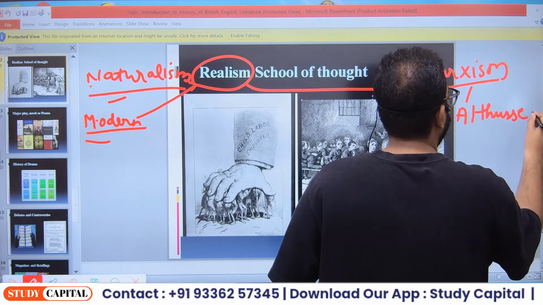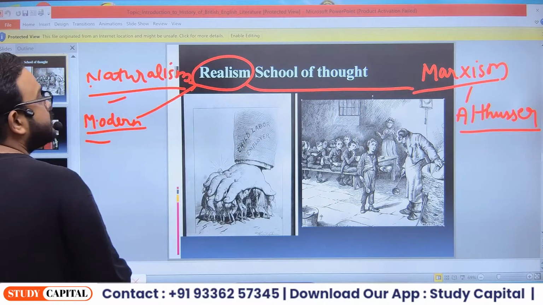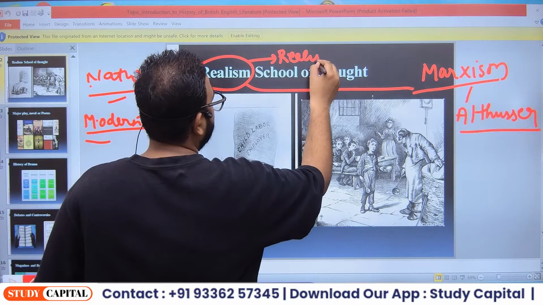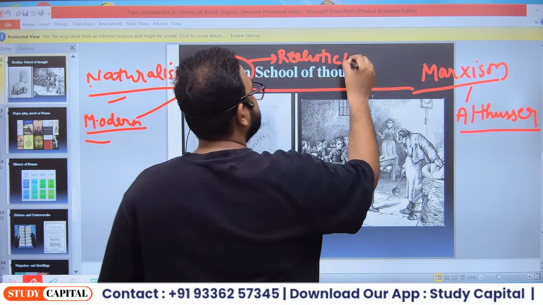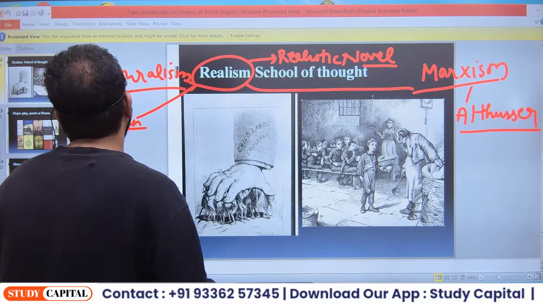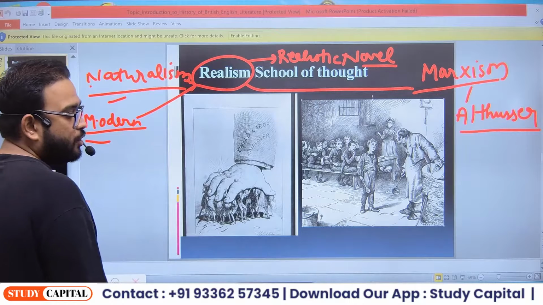Althusser, while talking about ideological state apparatuses and repressive state apparatuses, discussed how realistic novels are problematic because they give you a certain specific ideology. They serve you the ideology of the elites, right? And this criticism is not just there in Marxism, which was there during the same time frame.